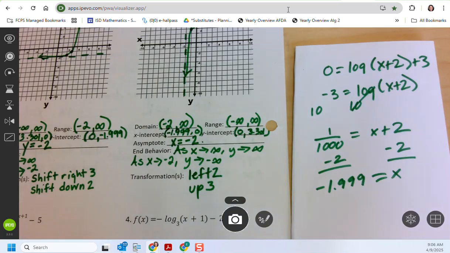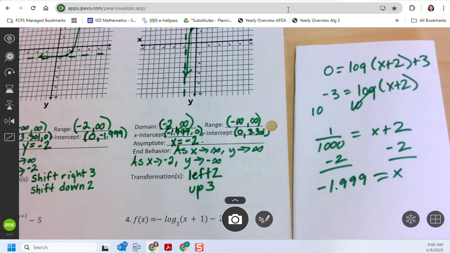Oh, the y-intercept is (0, 3.301), and I found that one on the table of values. Oh, it was 10 to the -3, and so if you put that in your calculator and you press math, fraction, you'll get 1/1000.